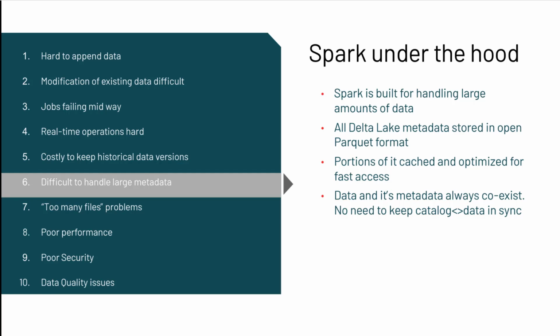And now, how does Delta handle large metadata? Well, it just uses Spark under the hood, really. So if we use Spark, Spark was built for managing big data. So we're using Spark for actually managing the metadata, which enables us to scale infinitely. The data and its metadata always coexist.